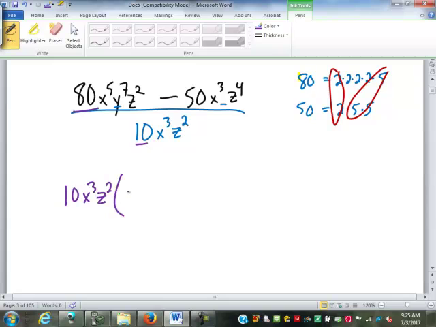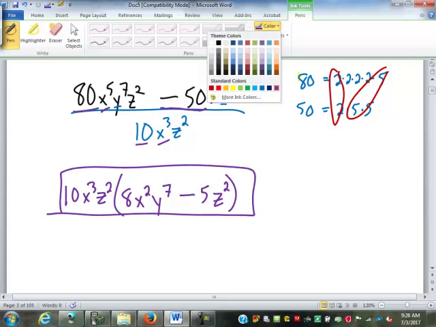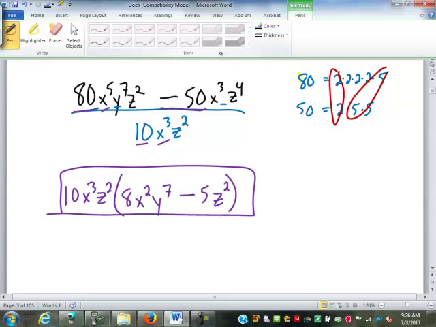So 80 divided by 10. 8. X to the 5th divided by x to the 3rd. X to the 2nd. Y to the 7th. There's nothing to do to the y. Z squared divided by z squared cancels out. Negative 50 divided by 10. Negative 5. X to the 3rd divided by x to the 3rd cancels out. And z to the 4th divided by z squared. 4 minus 2 is 2. So z to the 2nd, or z squared. I'm hearing a lot of really small mistakes. There are just a lot of steps to keep track of there and get them all right, isn't it?